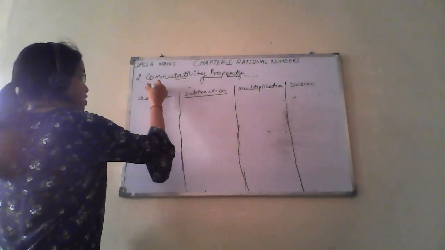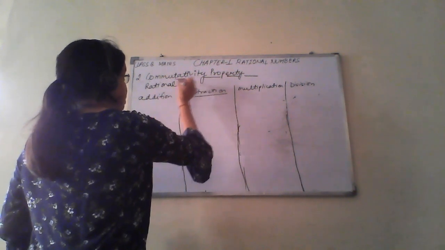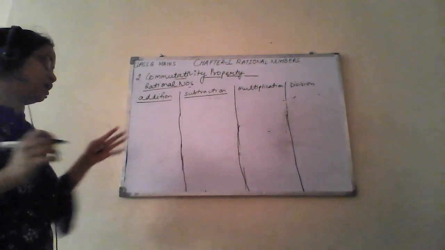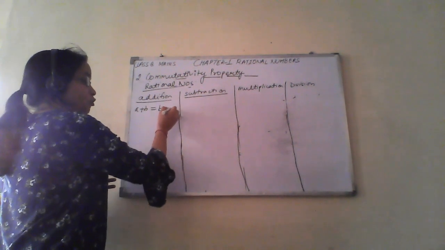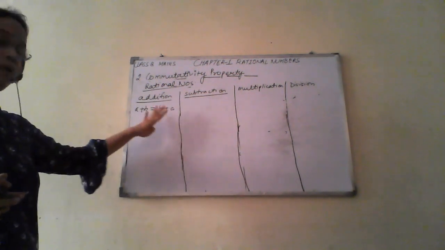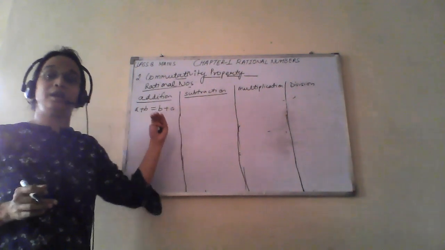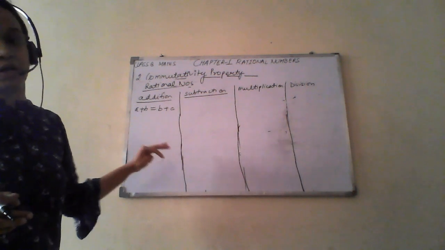We have to check it for rational numbers. Addition. The basic difference we are taking like a plus b or b plus a. What is the basic difference in all the three parts? Like in case of whole numbers, these a and b were whole numbers. In case of integers, these a and b were integers. And in case of rational numbers, these a and b have to be rational numbers.